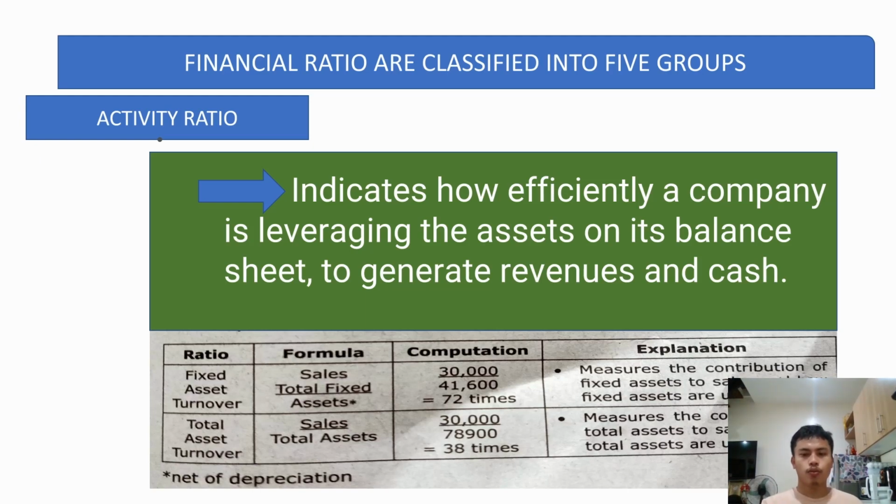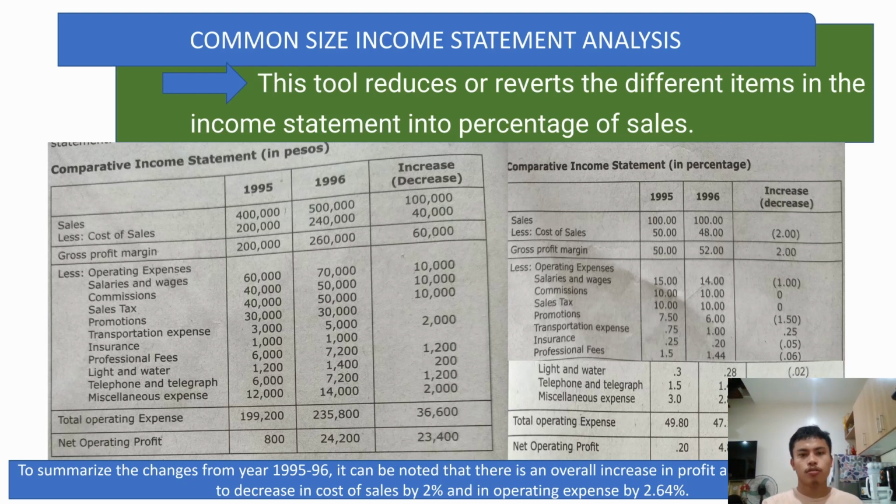Next, let's move to common size income statement analysis. This tool reduces or converts the different items in the income statement into a percentage of sales. Look at the illustration. It summarizes the changes from year 1995 to 1996.